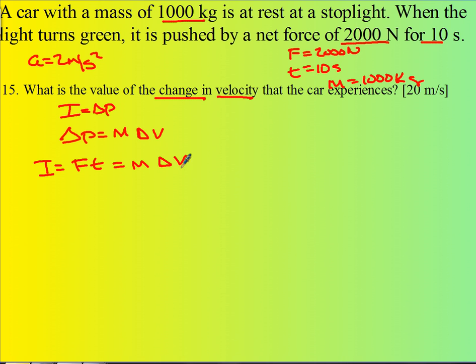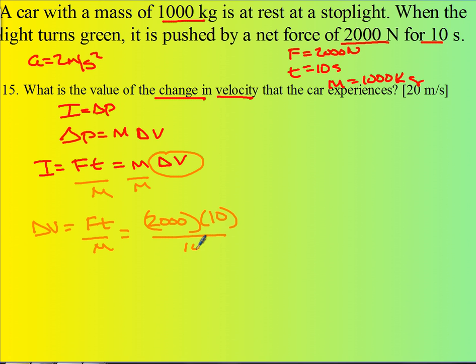I'm looking for the change in velocity, so I'm going to divide both sides through by m. So the change in velocity, which is what I'm looking for, is going to be the force times time divided by mass. The force is 2,000, time is 10 seconds, and the mass is 1,000. So 2,000 times 10 is 20,000. I'm just going to add a 0 here, divided by 1,000. Now look at this, zeros, zeros, zeros. No calculator needed. So this is 20 meters per second. Box the answer.